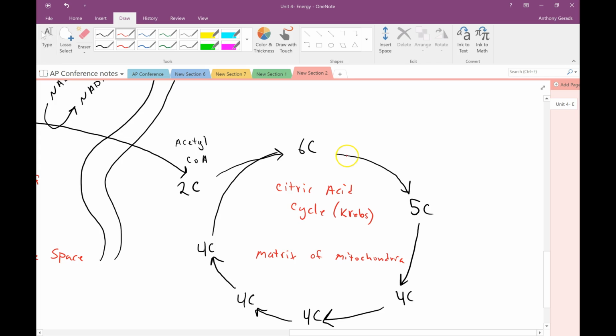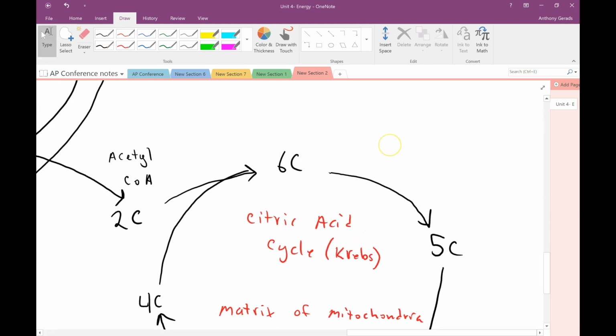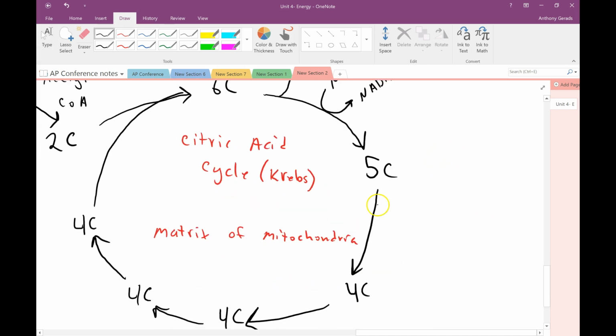So, if I go from a 6 carbon to a 5 carbon, I lost a carbon. And remember, carbon gets given off in the form of what? CO2. And anytime a CO2 comes off, NAD plus comes in and gains an electron. So NAD plus comes in and gets reduced to form NADH. Same thing happens here. CO2 gets given off and NAD plus comes in and gets reduced to form NADH.